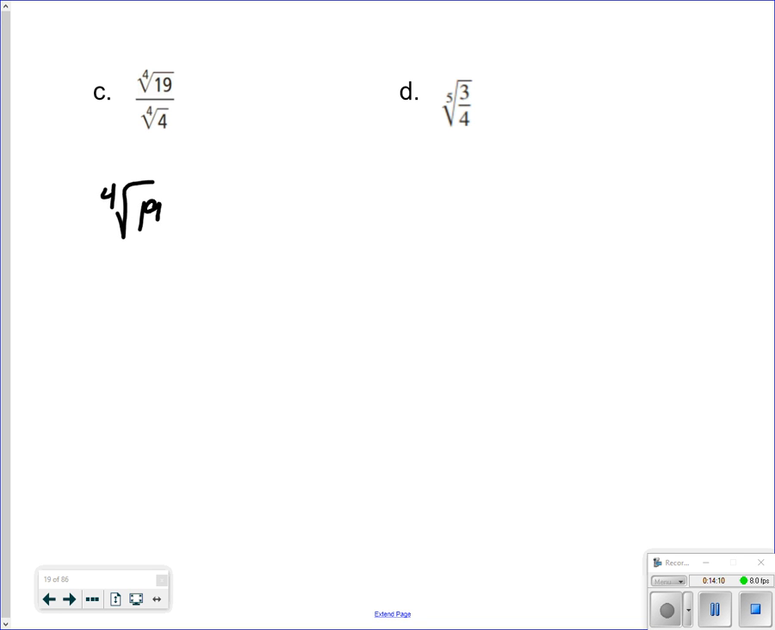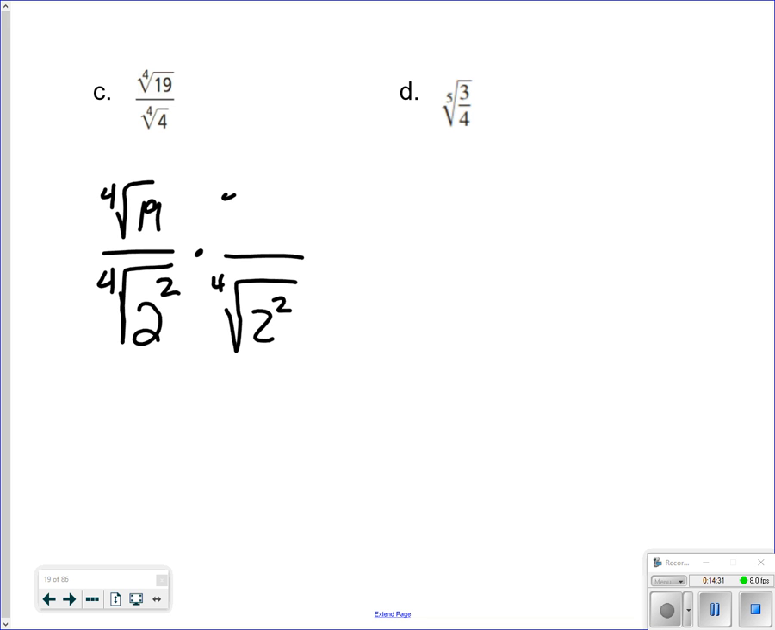So therefore, the only other step now is to go ahead and multiply to simplify. The 4th root of 19 and the 4th root of 2 squared. Now, some of you are probably looking at that going, what are you talking about? Remember, I want to come up with 4 of a kind, and since there's already 2 2's in 4, then I only need to multiply by 2 more 2's.